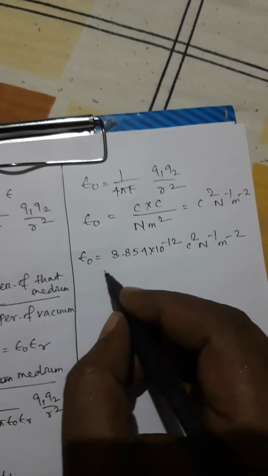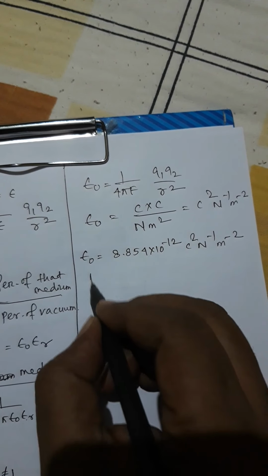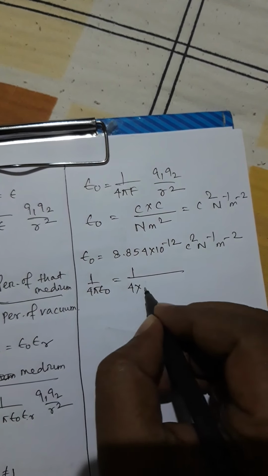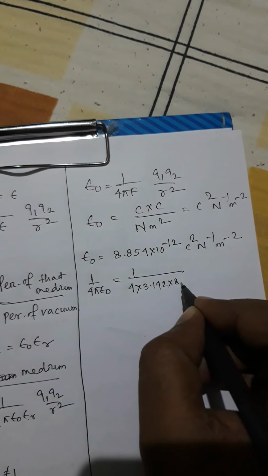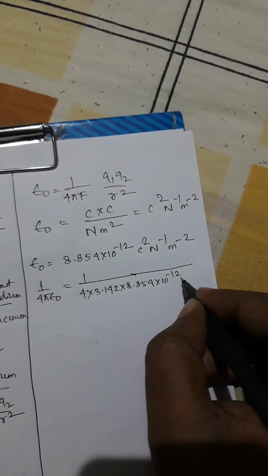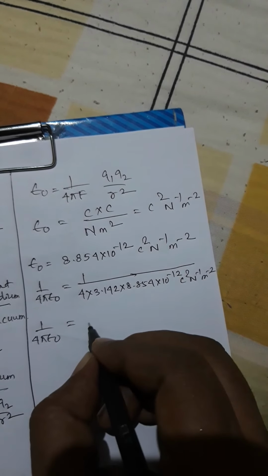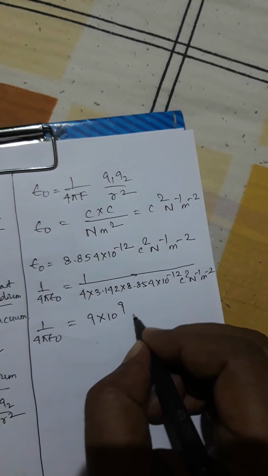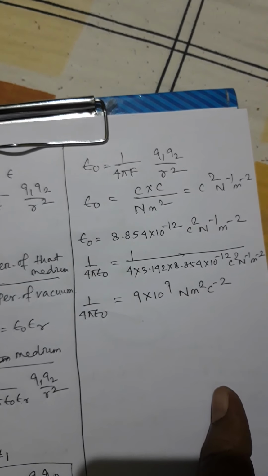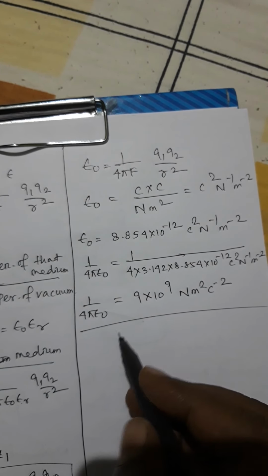Now when you go for 1 by 4 pi epsilon naught, this will be 1 by 4 into, instead of pi you can put 3.142, into 8.854 into 10 to the minus 12 Coulomb square Newton minus 1 meter minus 2. On solving this, 1 by 4 pi epsilon naught will come as 9 into 10 to the 9 Newton meter square Coulomb minus 2. So this is all about the value of the constant of proportionality.